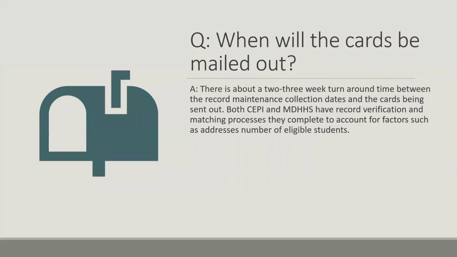Some questions that we've been receiving from non-public schools will make up the next few slides. The first question is, when will the cards be mailed out? There's about a 2 to 3 week turnaround time between the record maintenance collection dates and the cards being sent out. Both CEPI and MDHHS have record verification and matching processes that they complete to account for factors such as address, number, and eligible students, which account for that 2 to 3 week turnaround time.